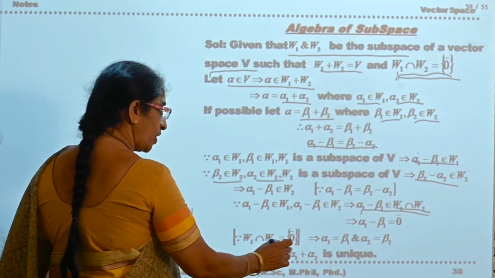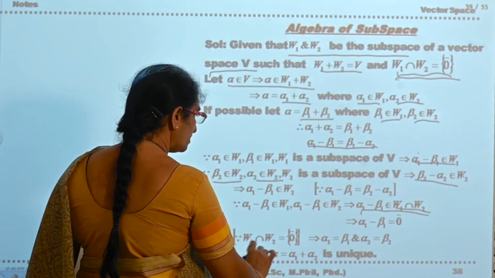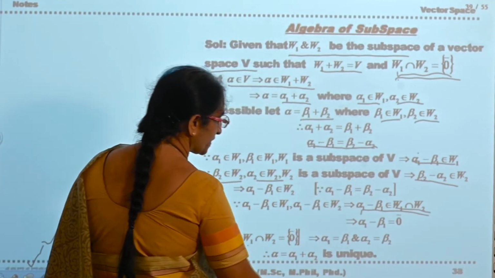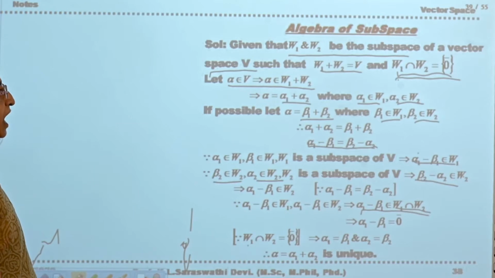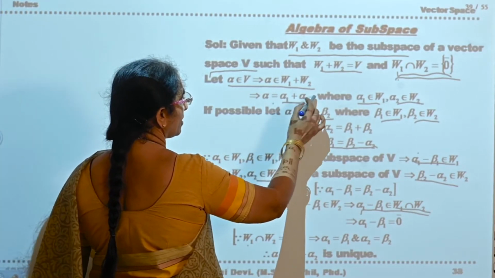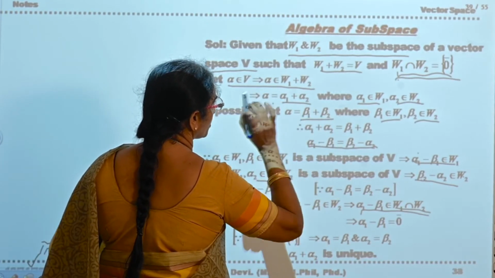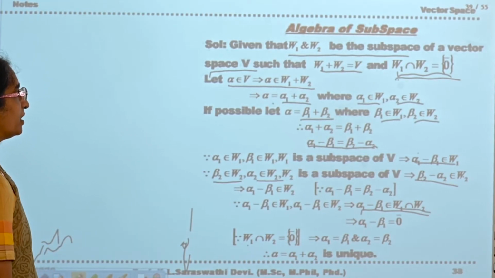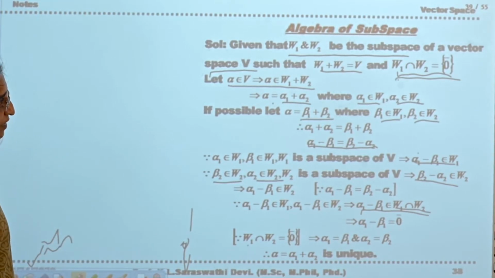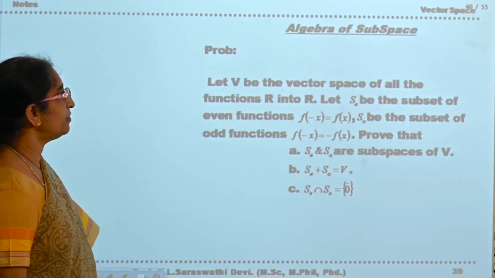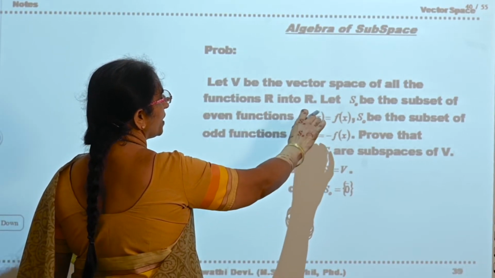W1 intersection W2 is 0 implies alpha 1 is equal to beta 1, alpha 2 is equal to beta 2. That means alpha is uniquely expressed, because you have taken alpha is equal to alpha 1 plus alpha 2 and alpha is equal to beta 1 plus beta 2. It is uniquely expressed. Therefore, alpha can be uniquely expressed as alpha 1 plus alpha 2. That is your problem. Now see the next problem. Here let V be the vector space of all functions R into R.